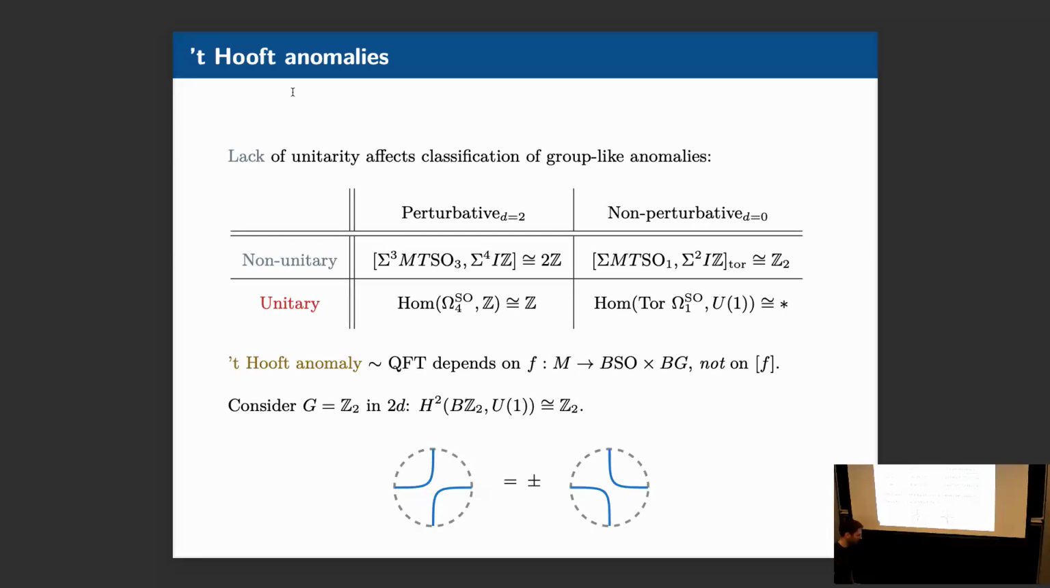So for the group-like case, we can think about 't Hooft anomalies also in the following way: your quantum field theory in general should depend on some weak homotopy class of maps from your space-time into the classifying space of your global symmetry, which is the fields you want to couple it to. However, the notion of a 't Hooft anomaly can be seen as the fact that your quantum field theory does not depend on the class of such maps, but depends on the actual maps you're choosing.